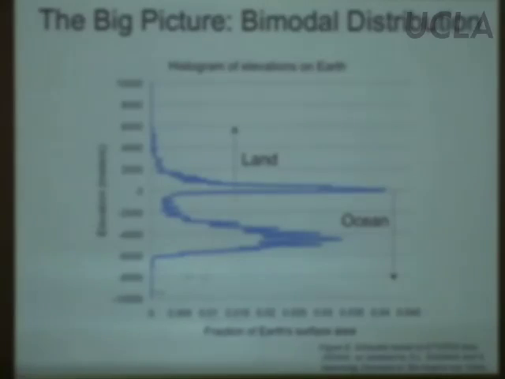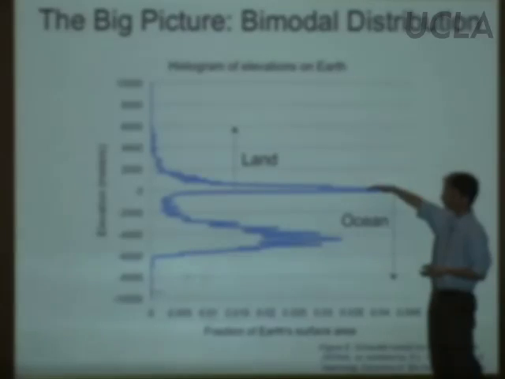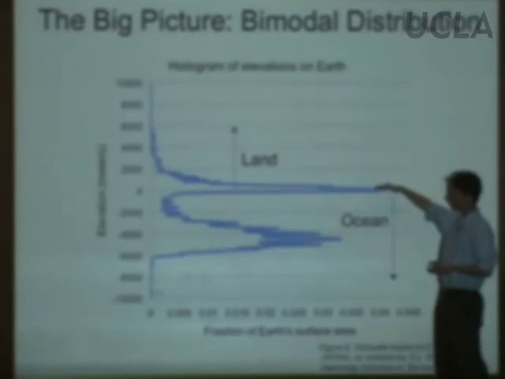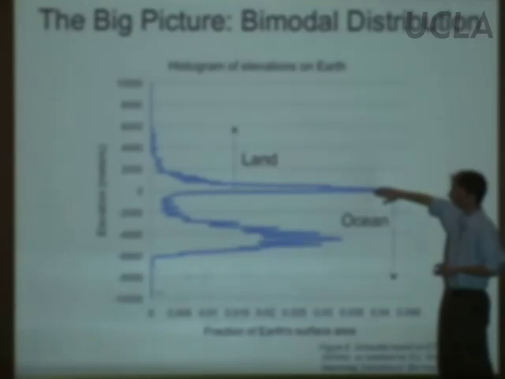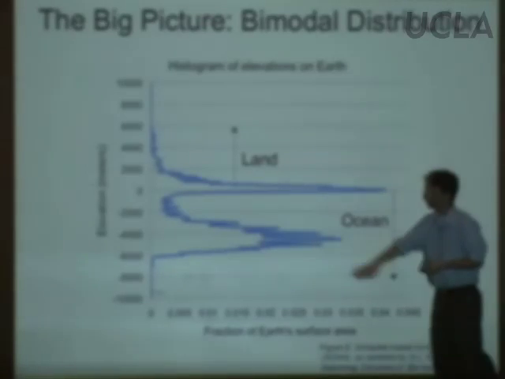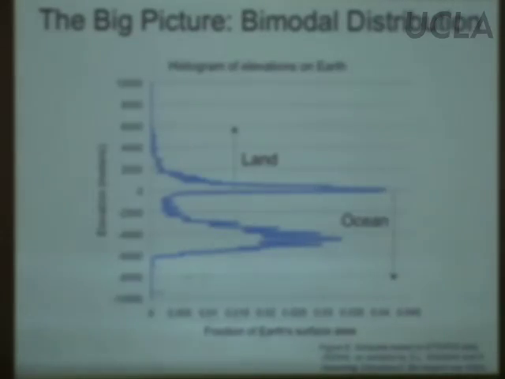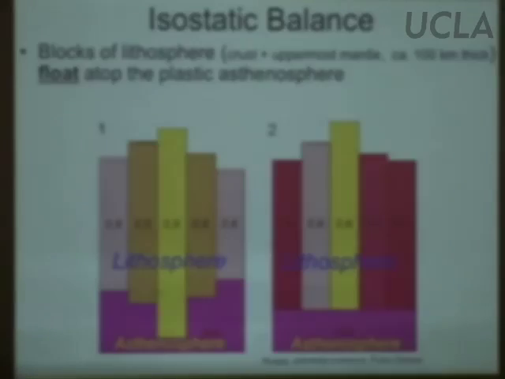Okay? And you can see that, for instance, in a histogram where you just plot the relative fraction of the area of the Earth's surface at various elevations. There's a big peak right near sea level or just above sea level, and there's another broad peak around 4 kilometers deep or something like that.